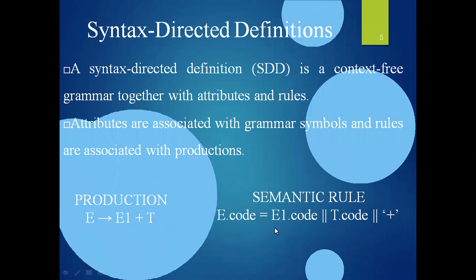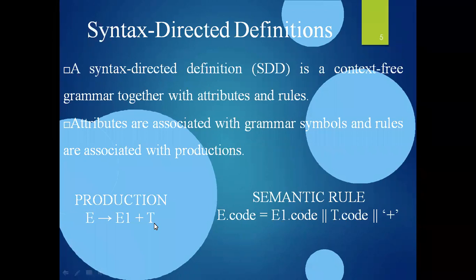At the time of implementing the semantic rules, during parsing, without constructing a parse tree or a dependency graph, I directly write the rules. I implement the semantic rule here without any parse tree or syntax tree or any construction of the dependency graph. What it means is, here the values of the attributes are defined for the given input string.